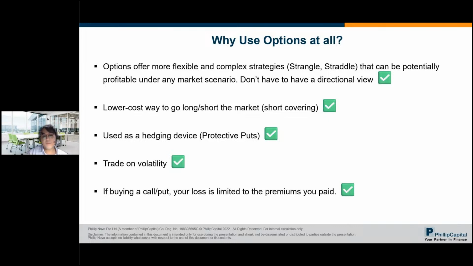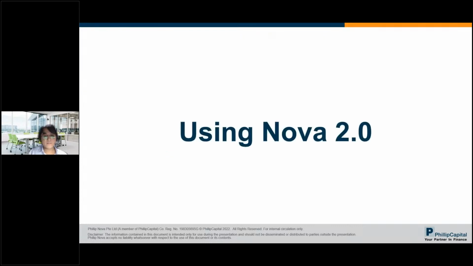And lastly, when you buy a call or put, your loss is limited to the premiums that you pay. Let's say the premiums that you pay is $10. The loss is limited to $10. In contrast to traditional assets, where your maximum loss is when the asset price falls all the way to zero. So that's one of the biggest benefits of options as well.